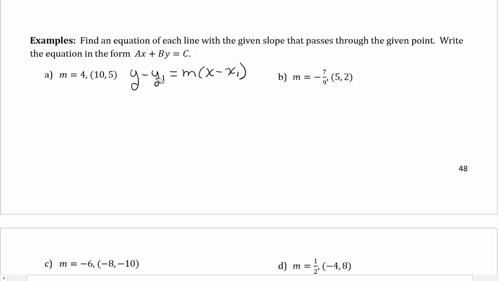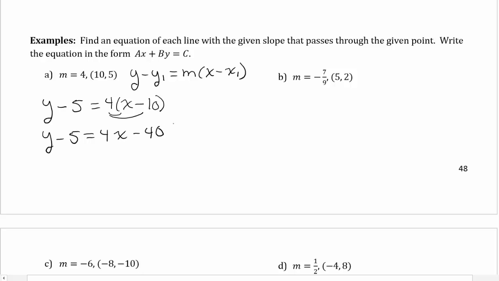So remember, y1 is the y coordinate of the point that the line passes through, and this x with a little 1 is the x coordinate of the point that the line passes through. So we're going to have y minus, the y coordinate is 5, equals m, our slope, which is 4, times x minus the x coordinate, which is 10. Now we want to simplify this. In order to simplify, we need to distribute the 4. So that'll give us 4x minus 40 on the right side.